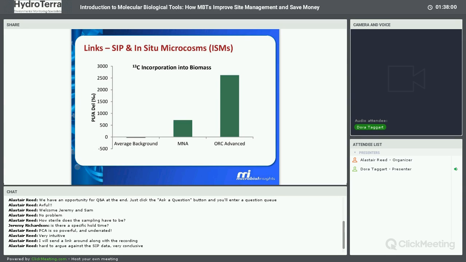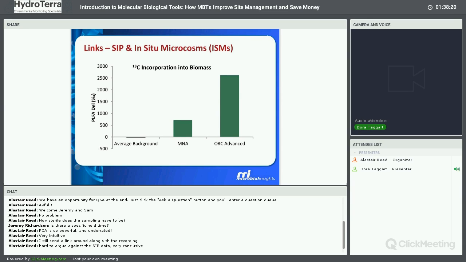Yeah, and like Alistair's saying here, I think this is the most conclusive data that you're going to see. You know, there's not a lot to interpret. It's really solid. When your numbers are that positive, there's no way that could be happening naturally unless the organisms were using that compound we put down. So it's really definitive proof for us.